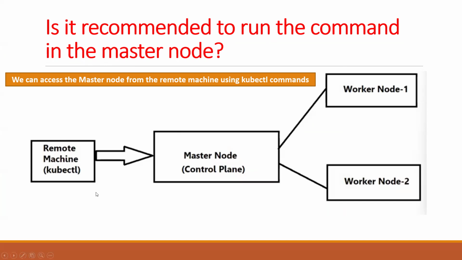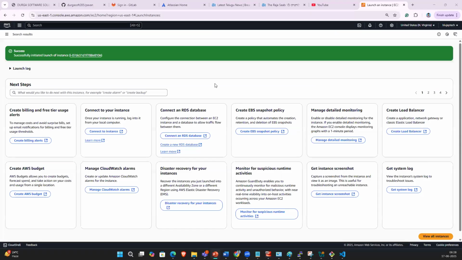Okay. So what do we need to install here? We need to install kubectl, AWS CLI, and eksctl on the remote machine. AWS CLI is how we communicate with this cluster, guys. How we can communicate with the Kubernetes cluster in the cloud is through the AWS CLI, right? So we are doing this remote machine setup now.